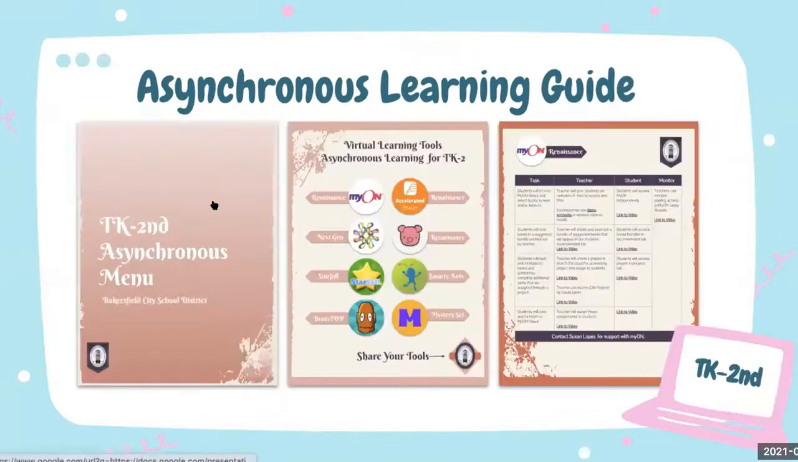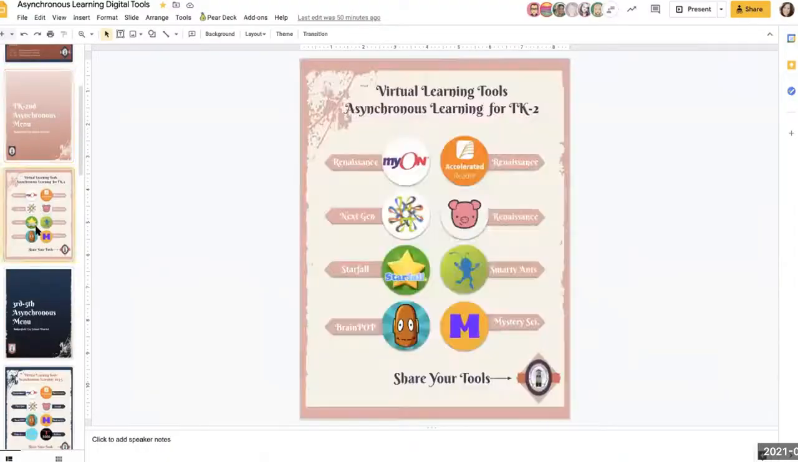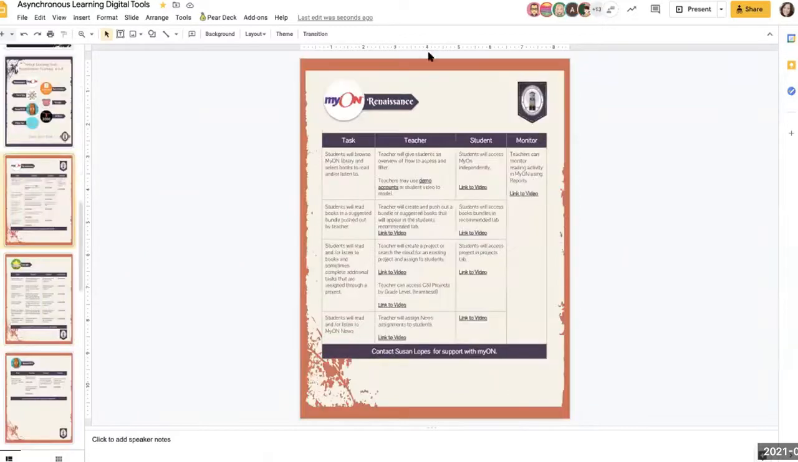This is the guide. I'm going to go ahead and click and jump right into it. If we preview it, it has TK through second. This is the menu that we have created for TK through second. You will see that it starts with a task, which is the assignment the students would do. From there, it's broken down into the steps the teacher would need to do to assign. And then it moves on to the student. How does the student access it? How does the student turn in this work, depending on which program it is? And then the monitor piece.